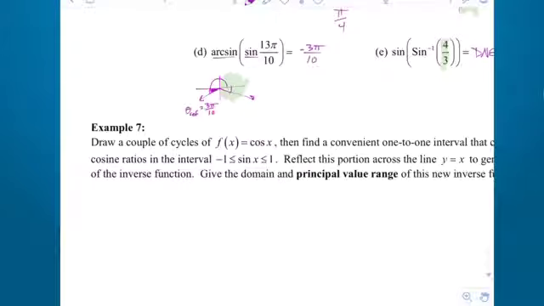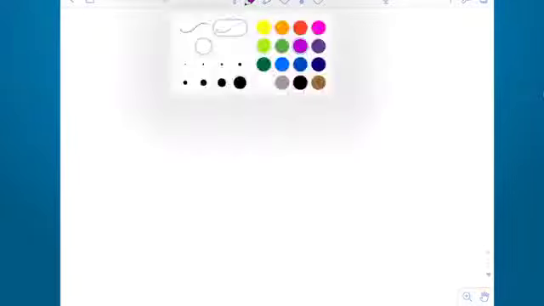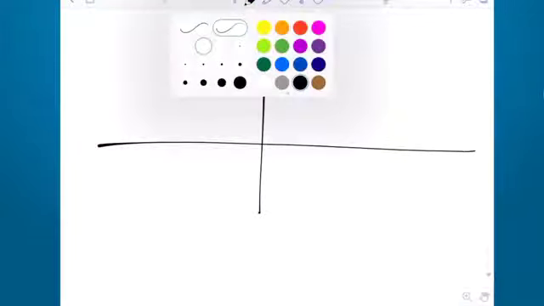All right, example 7. Draw a couple of cycles of cosine. Okay, so here's what we're going to do. We're going to develop the inverse cosine function now, and we're going to do it in a similar fashion to what we did for our inverse sine. How did we sketch cosine? What mnemonic?